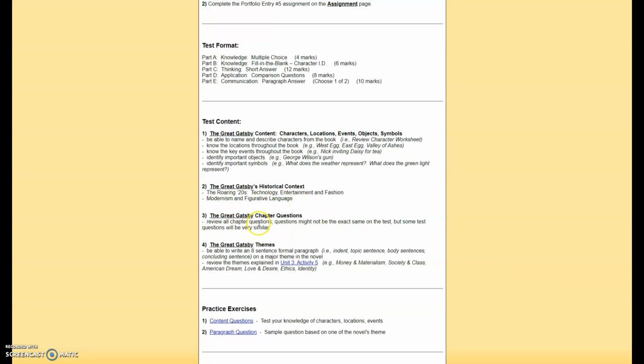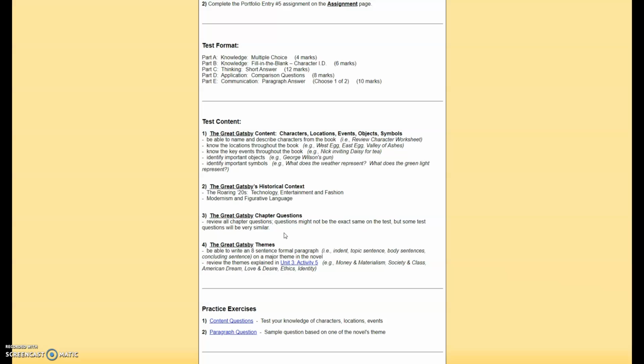Your best study guide is the chapter questions. If you've done all the chapter questions and you feel comfortable that you understand them, then you should feel comfortable that you know the characters and the locations and the events and the objects, because anything that was important in the novel is mentioned in those chapter questions. The questions on the test are not going to be the exact same as the chapter questions, but some of them could be very close. And if you know the chapter questions, like I said, you should feel like you know the content of the book.